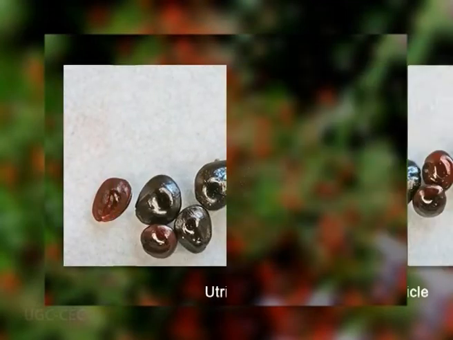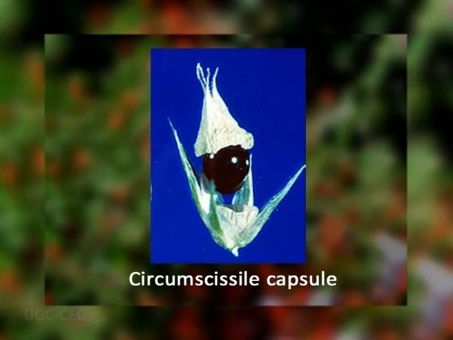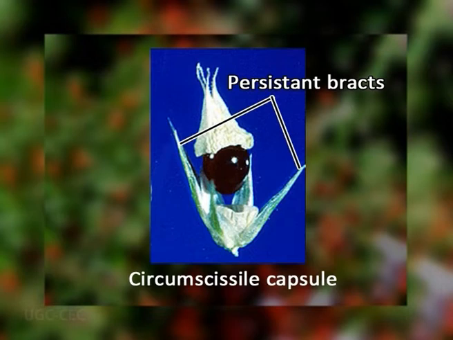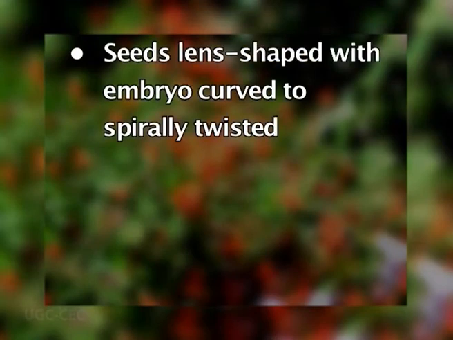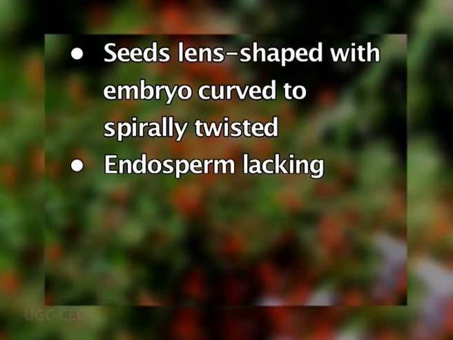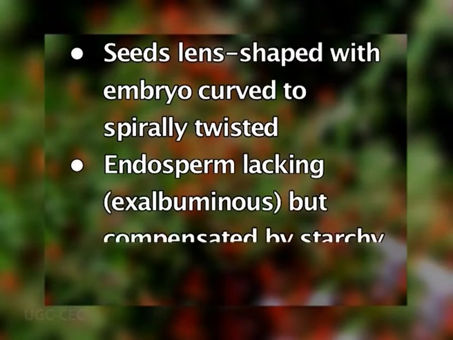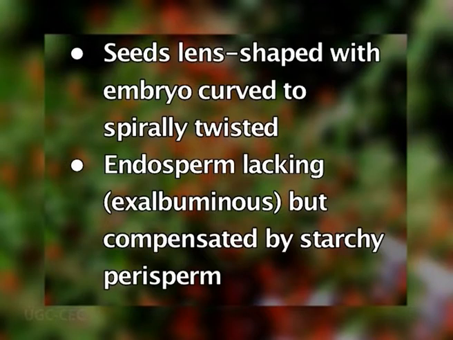Now the fruit. The fruit in Amaranthaceae is an achene, utricle, or it can be a circumscissile capsule. The fruit is often associated, as already mentioned, with the persistent bracts. The seeds are lens-shaped with an embryo that is curved to spirally twisted. These seeds lack endosperm, that's why they are called exalbuminous, but it is compensated by a starchy perisperm.